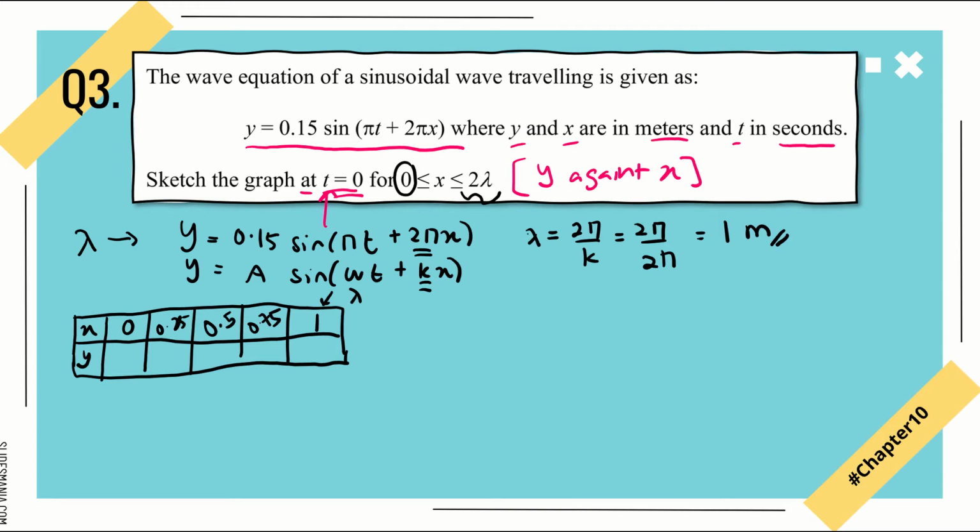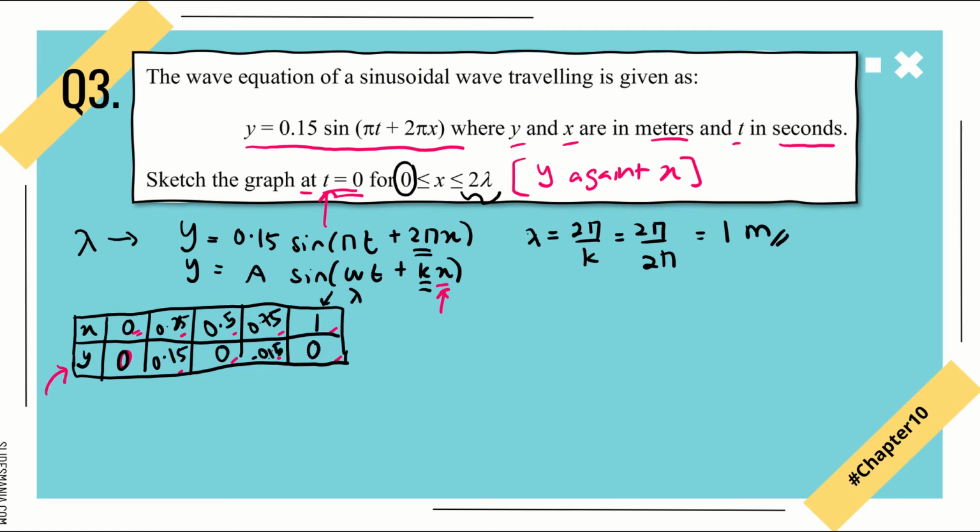What we do here is substitute the value of x with 0, and then we get the value of y. Then we repeat the same thing: we substitute the value of x, see what happens to y, and we do the same until the value of one wavelength. When x is equal to 0, y is equal to 0. I have calculated for you. So when x is equal to 0, y is equal to 0, and when x is equal to 0.25, we have 0.15.